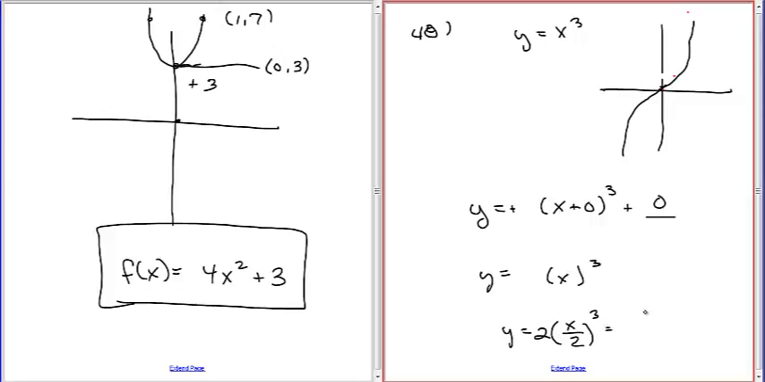Now I could multiply this out, so I'll have 2 times x cubed over 2 cubed, which is 8, which is x cubed over 4. Does that still make sense? So again, if I plug in x equals 2 into here, I'll have 2 cubed, which is 8, divided by 4, which is 2. So that seems to work. So either one of these would work. Ultimately, the answer is x cubed over 4 is the equation.